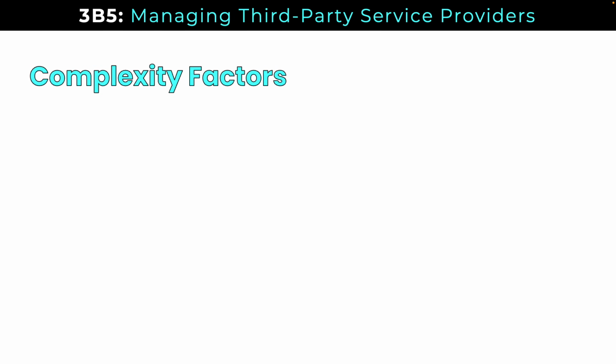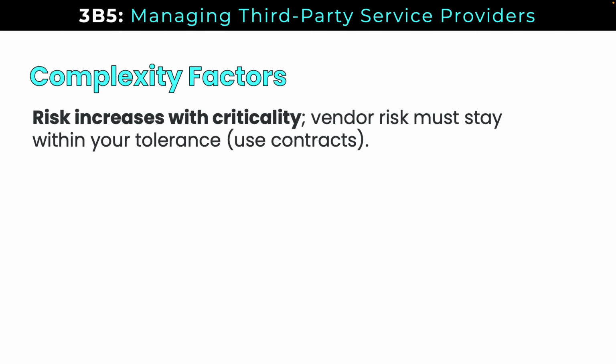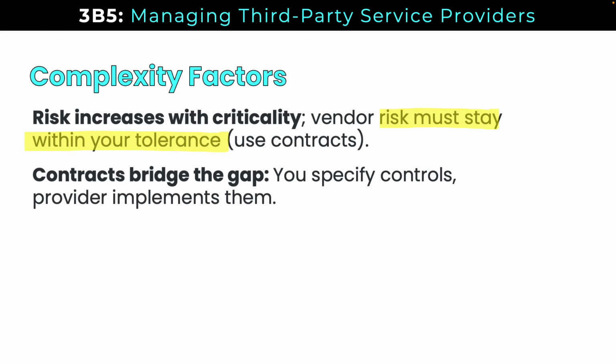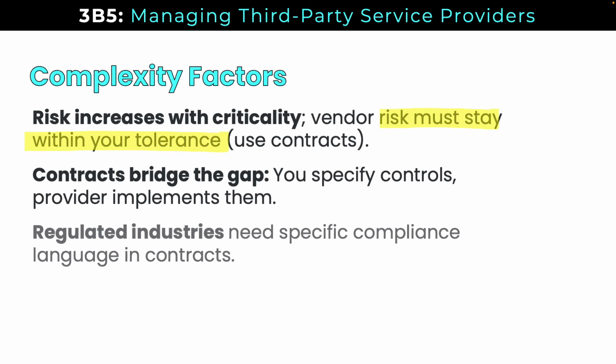And let's talk about the complexity factor. So certainly risk increases with criticality. So vendor risk has to stay within the organization's tolerance level, and we'll use contracts to help with that. Contracts bridge the gap. You specify the controls, the provider implements them. And in regulated industries, we may need specific compliance language in our contracts. But we need to make sure we have alignment not only with the organization's risk appetite and security posture, but also with regards to our regulatory compliance obligations.